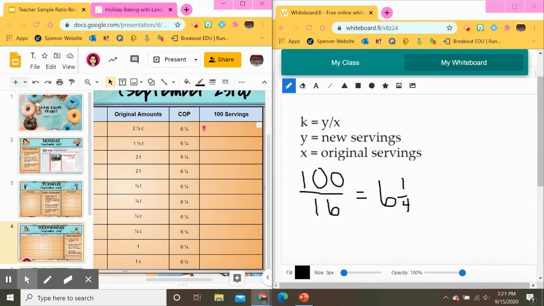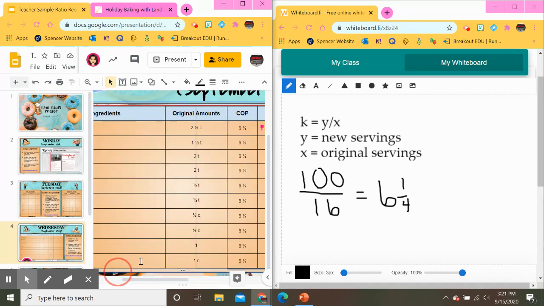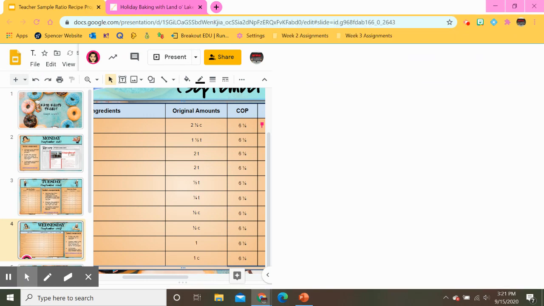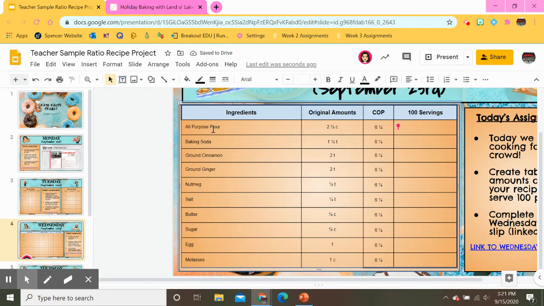And now Ms. Gross is going to go ahead and go over some of these examples so that we can show you how you actually solve and see what you need for each ingredient to serve 100 people. So when we're looking at this, the original amount for my first ingredient, let me make this bigger, is 2 1/4, and it was all-purpose flour. And so I want to make this 6 1/4 times larger so that I can feed 100 people.